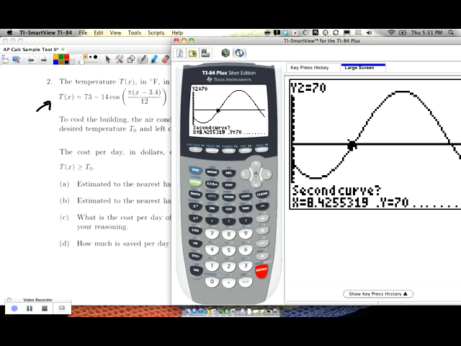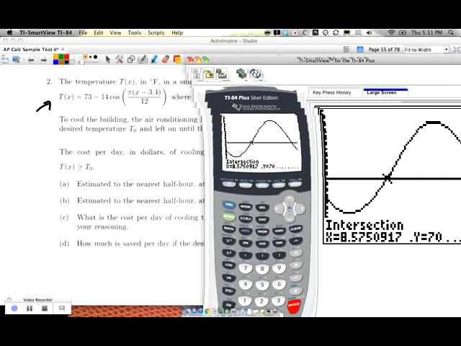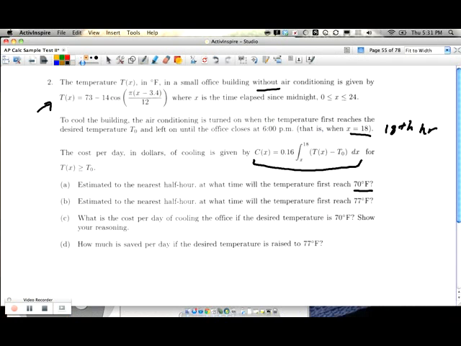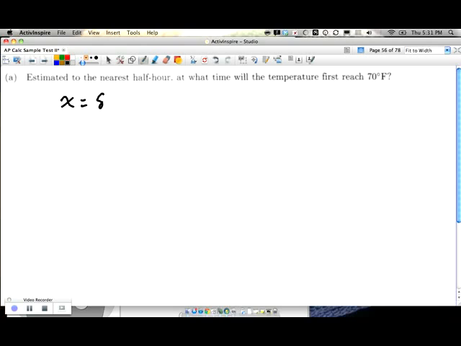There we go. And another guess here. So it says at about 8.57 hours. So if we're estimating to the nearest half hour, that's about 8.5. That would be the nearest half hour. So the nearest half hour would be at x equals 8.5. Well, what would the time then be? Or let's say that would be t equals 8.5, I guess. T equals 8.5, so it's at 8:30 a.m. It's about when it'll reach 70 degrees Fahrenheit.